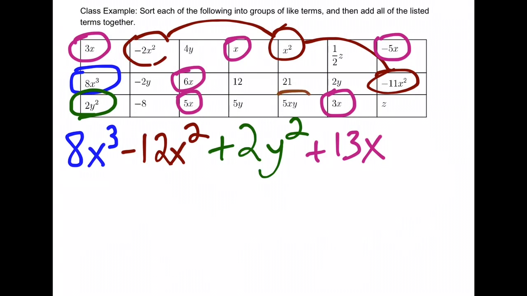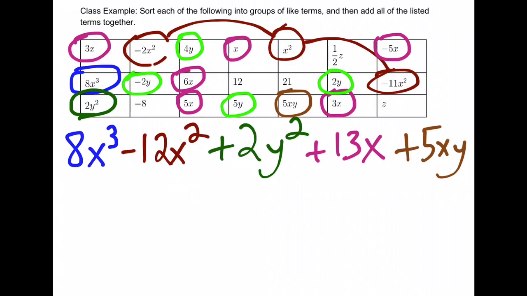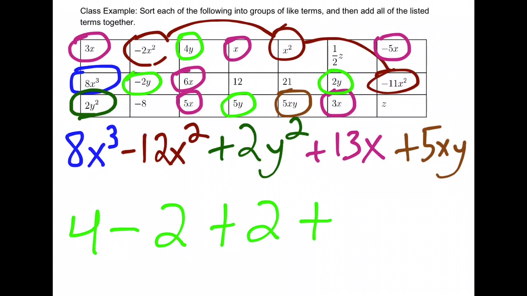Next up, in brown, I will circle my only xy term, and we copy that down. There's nothing to combine with it. In lime green, here are my y terms. There are 4 of them. I add together the coefficients: 4 minus 2 plus 2 plus 5.